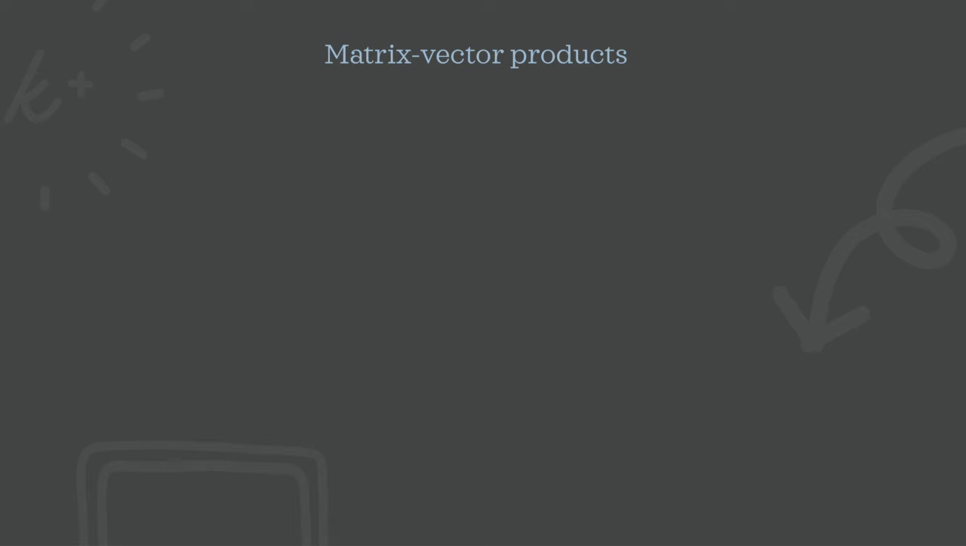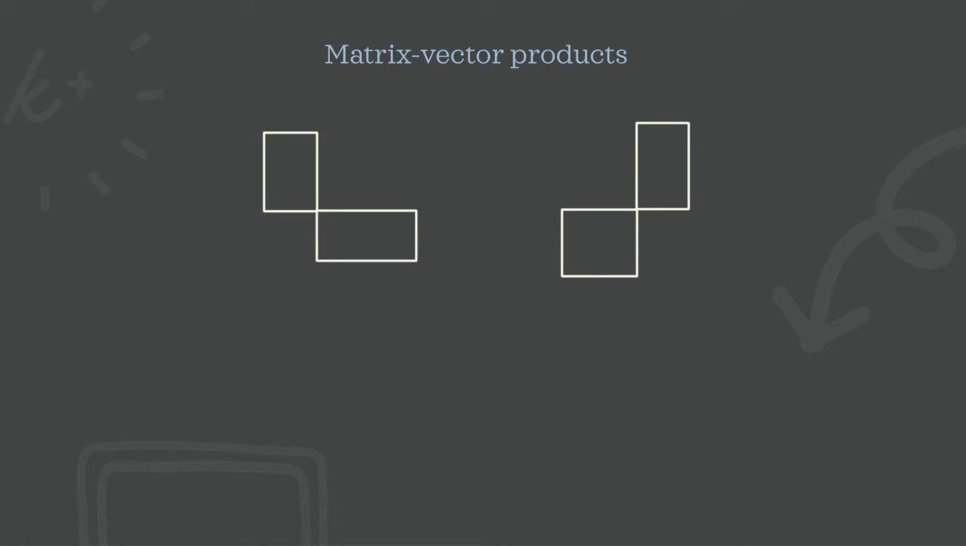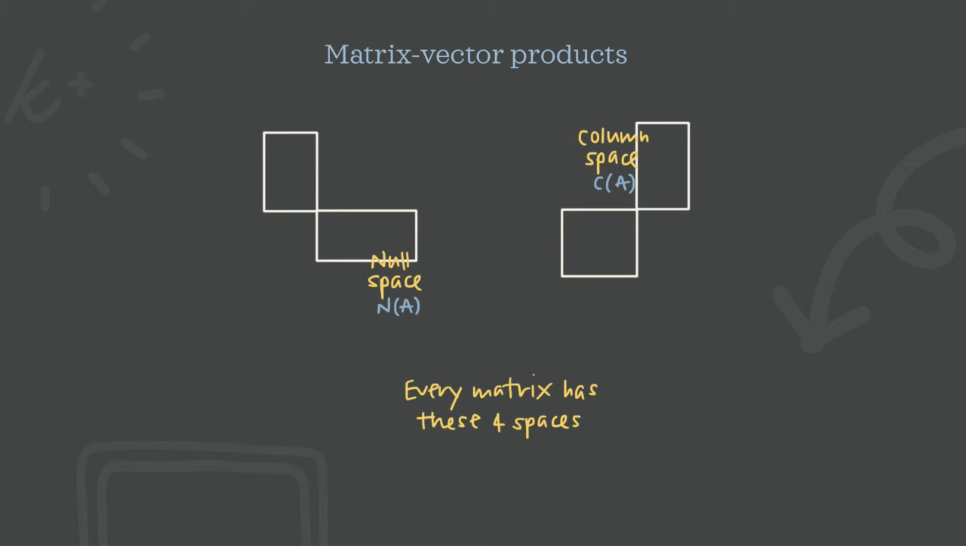With a fundamental understanding of matrices and vectors out of the way, we're ready to start getting into the heart of linear algebra. Much of linear algebra centers around what we call the four fundamental subspaces, which are the four subspaces that exist for every matrix. The first one is the null space, then the column space, the row space, and the left null space. And identifying these four spaces for a matrix can give us a tremendous amount of information about that matrix.